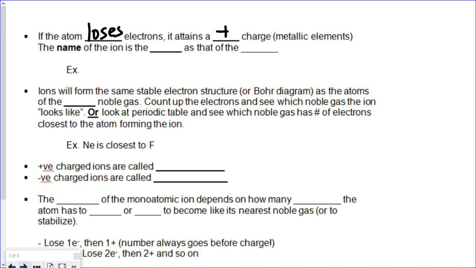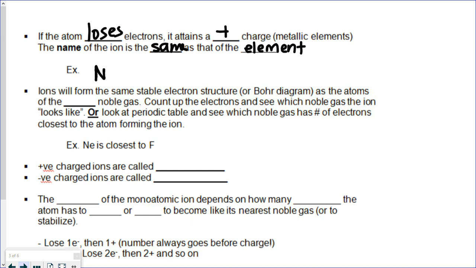So these are your metallic elements, things below the staircase on the periodic table. If we look at something like atomic number 12, magnesium, we see that magnesium forms a 2+ ion. So now we have positive charges, but it doesn't become magnesite or something like that. We still call it magnesium. We would just call it a magnesium ion, knowing that it forms a 2 positive charge. So the name of the ion is the same as that of the element. We don't do any IDE changes at the end.